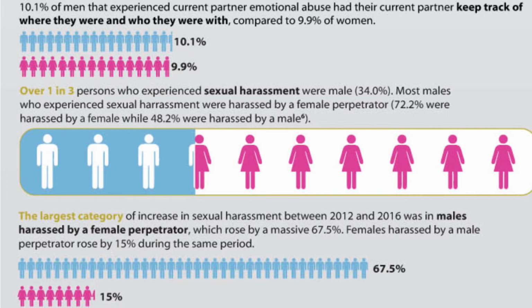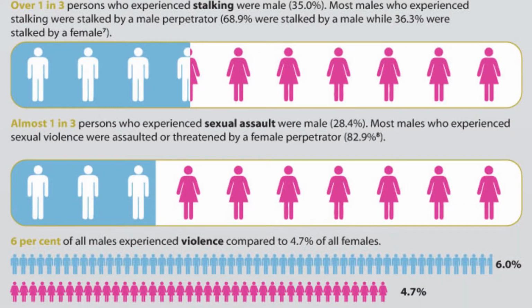The largest category of increase in sexual harassment between 2012 and 2016 was in males harassed by a female perpetrator, which rose by a massive 67.5%. Females harassed by a male perpetrator rose by 15% during the same period. Over 1 in 3 persons who experienced stalking were male, 35%. Most males who experienced stalking were stalked by a male perpetrator, 68.9% were stalked by a male while 36.3% were stalked by a female.